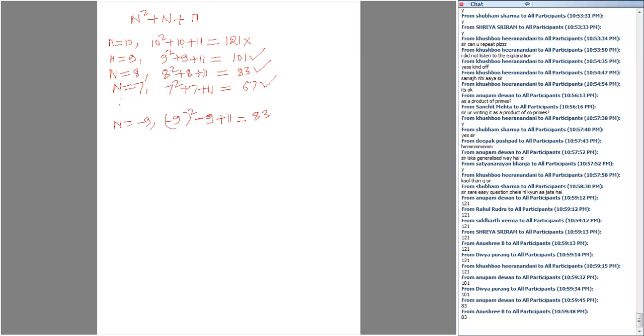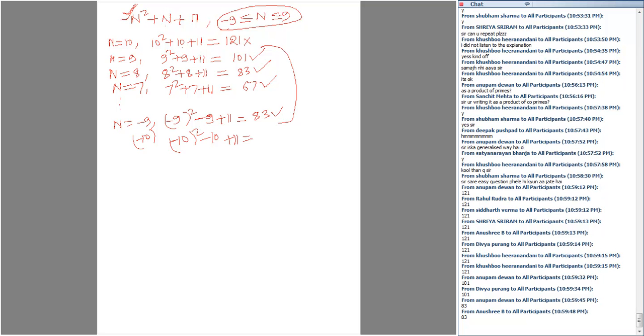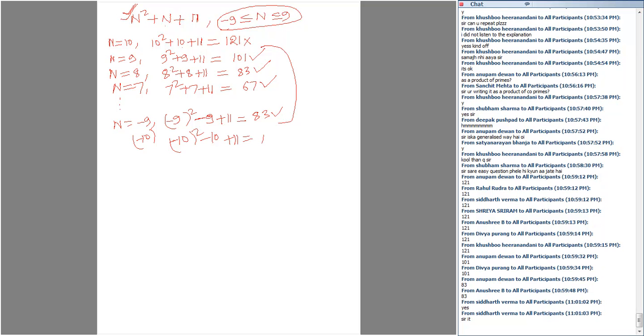Okay. So what is happening in this case here? If you put in this series for all the values of n which is lying in the range minus 9 to plus 9, this will be always a prime. You can note it down, that n square plus n plus 11 is always prime for all the values from minus 9 to plus 9. I think minus 10 भी satisfy करता है. Minus 10 का square minus 10 plus 11, which is 100 plus 11 is 101. Yes. So minus 10 से range.